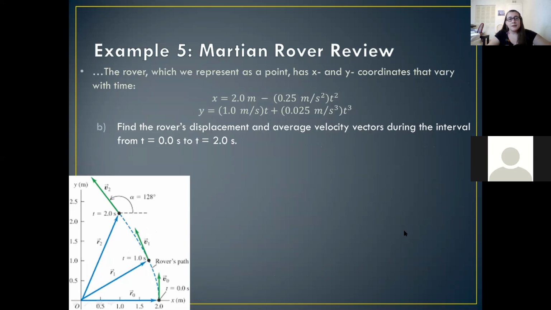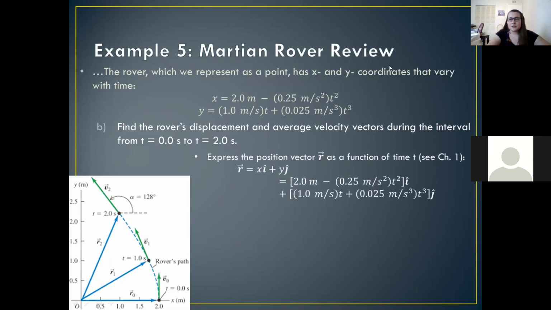Okay, part B, find the rover's displacement and average velocity vectors during the interval from the beginning, time equals 0 seconds, until time equals 2 seconds. Okay, so here we go.